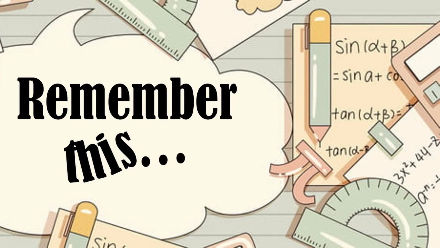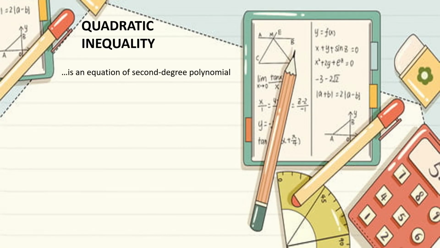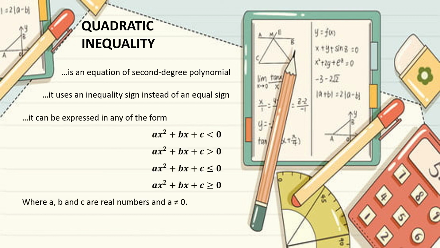Always remember this. A quadratic inequality is an equation of second degree polynomial. It uses an inequality sign instead of an equal sign. The inequality signs are greater than, less than, greater than or equal to, less than or equal to. It can be expressed in any of the forms ax squared plus bx plus c is less than 0, ax squared plus bx plus c is greater than 0, ax squared plus bx plus c is less than or equal to 0, ax squared plus bx plus c is greater than or equal to 0, where a, b, and c are real numbers and a must not be equal to 0.